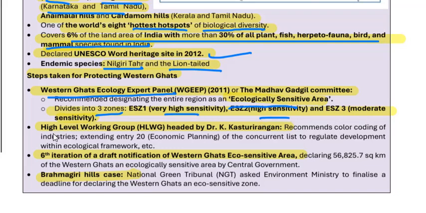The High Level Working Group headed by Dr. K. Kasturirangan recommends the color coding of the industries, extending Entry 20 economic planning of the Concurrent List to regulate the development with an ecological framework. Next is the 6th iteration of the draft notification of Western Ghat eco-sensitive areas. Next is the Baramgiri Hill case. This is NGT asking the Environment Ministry to finalize a deadline for declaring the Western Ghats as eco-sensitive zones.